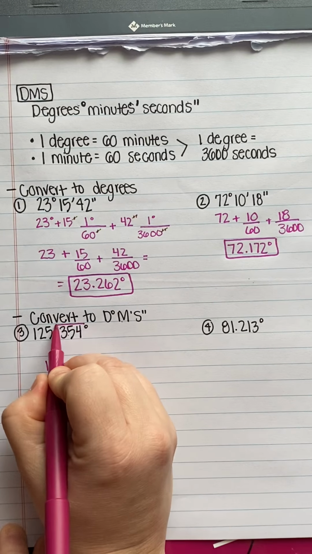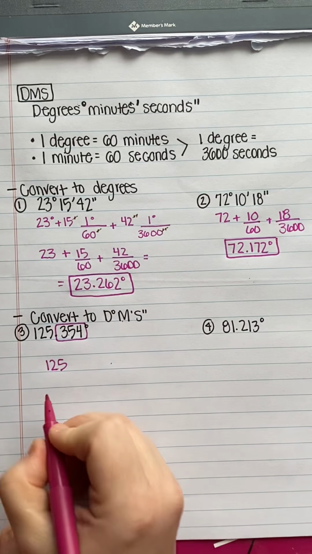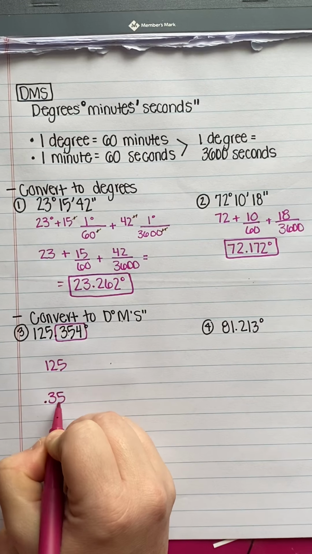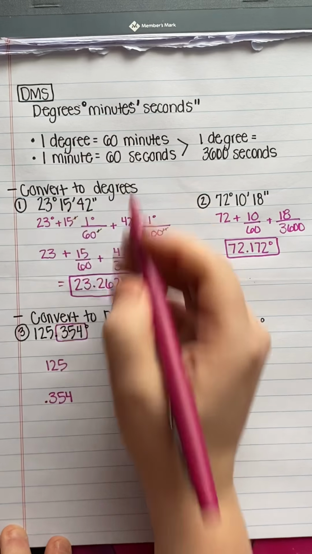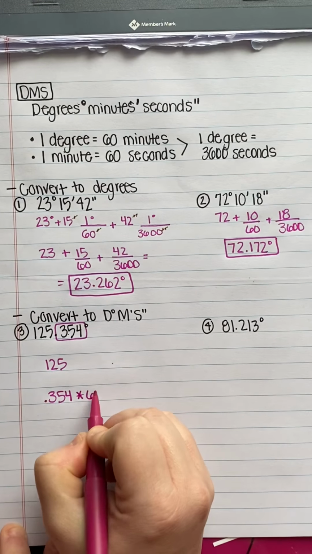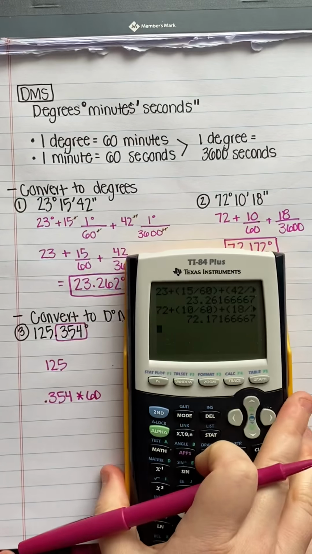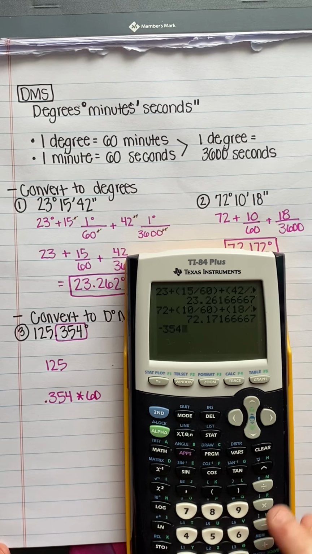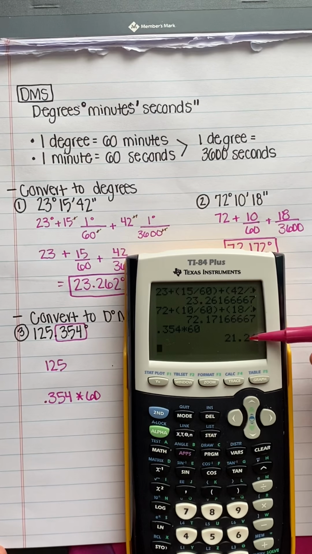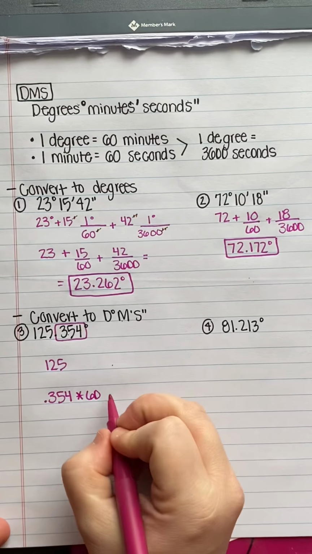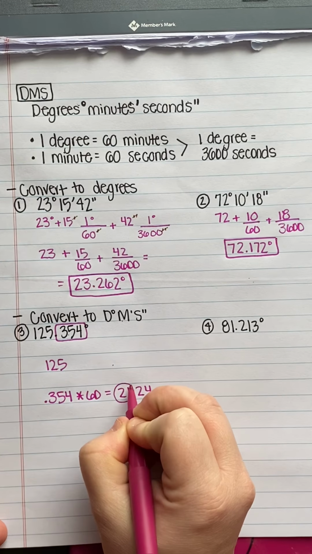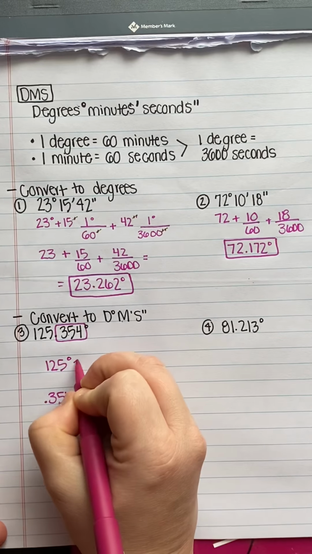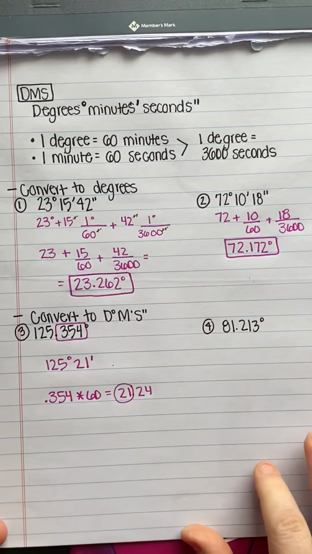So I'm going to start with this decimal right here, 0.354. So I'm going to take 0.354 and convert to minutes. Well, there's 60 minutes in 1 degree. So now I'm going to take this and multiply by 60. So when I do that on my calculator, 0.354 multiplied by 60, I get out 21.24. So let me write that down. This right here equals 21.24. So I take my whole number out. So this was degrees. So now I've got 21 minutes.